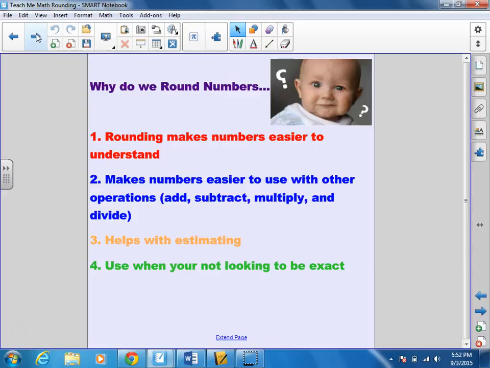Why do we round numbers? Rounding makes numbers easier to understand, and makes numbers easier to use with other operations such as addition, subtraction, multiplication, and division. It helps us with estimating, and you use it when you're not looking to be exact.